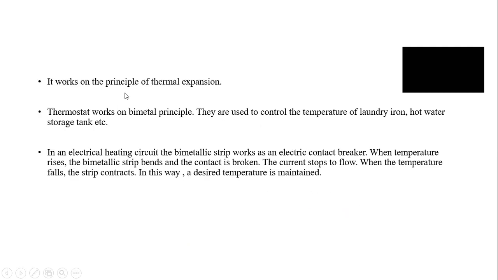It works on the principle of thermal expansion. It is used in an electrical heating circuit. In an electrical heating circuit, the bimetallic strip works as an electric contact breaker. When temperature rises, the bimetallic strip bends and the contact is broken. The current stops to flow. When the temperature falls, the strip contracts. In this way, a desired temperature can be maintained.